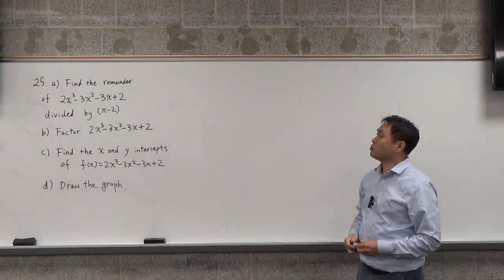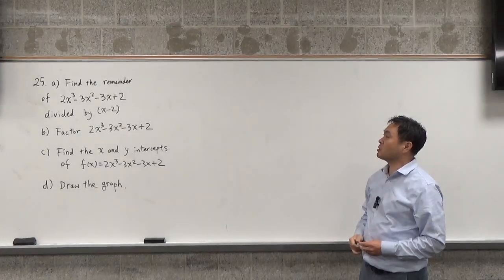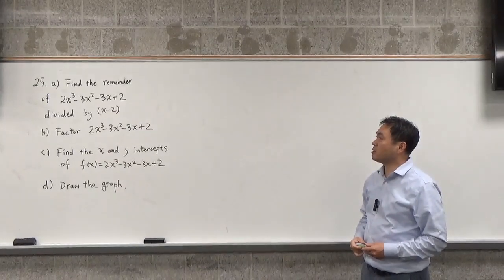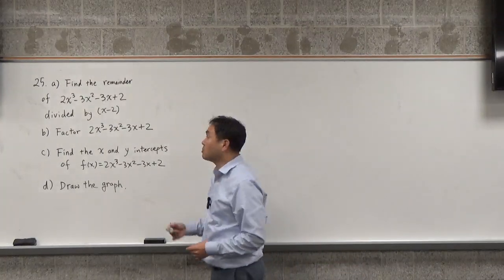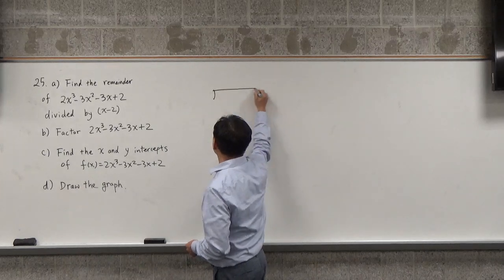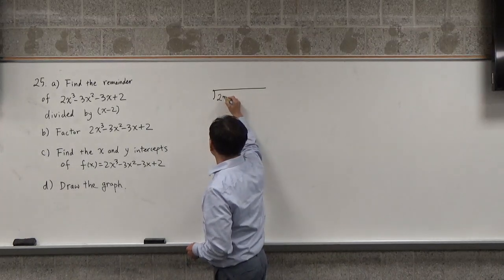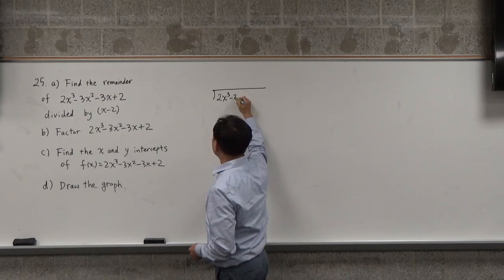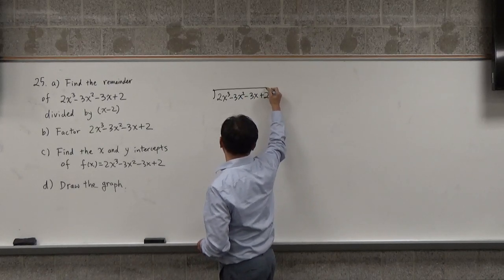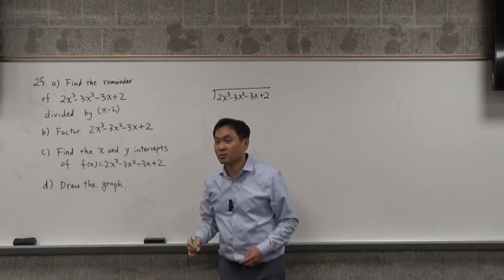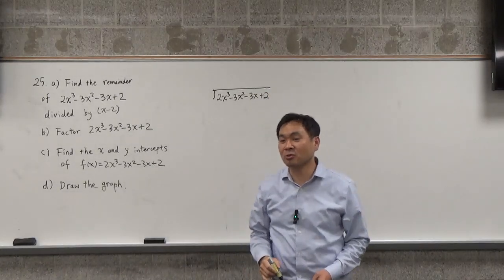Find the remainder of 2x cubed minus 3x squared minus 3x plus 2 divided by x minus 2. This is a division problem. And you just have to divide using long division. Now, some of you asked me if you can use synthetic division. That's fine. Okay, you can use synthetic division if you know how to do it.